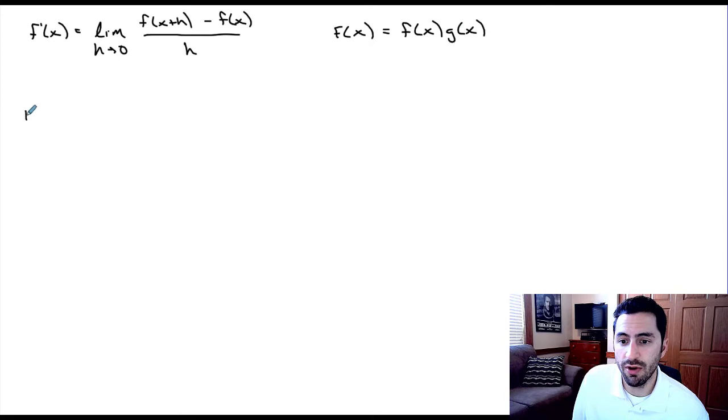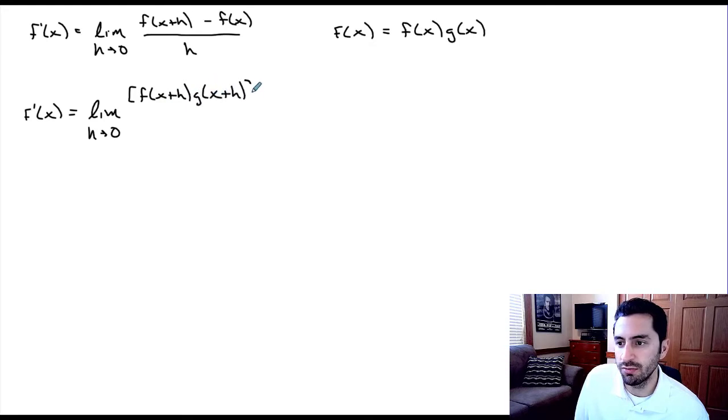Okay, so now if I want to find the derivative of our function capital F of x, we're going to use our definition of a limit. But now we're going to be doing it for f of x times g of x. So the first part, we're going to be plugging in x plus h. So what we end up with is we have an f of x plus h times a g of x plus h. And then from that, we're going to subtract our original function, which in this case is f of x times g of x. And now this is all over h.